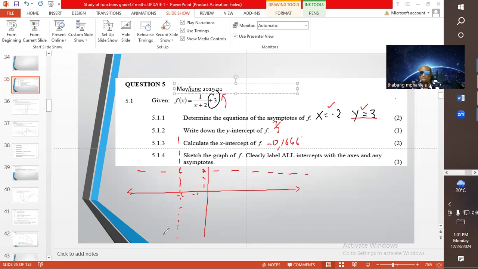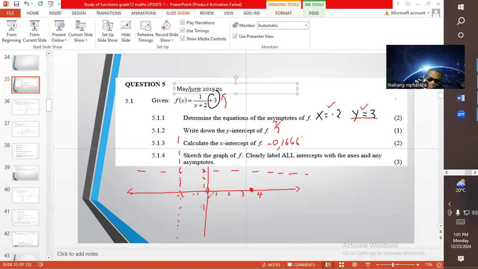Okay, now I have to show the intercept. The x-intercept is 7 over 2, which is 3,5. So I have 1, 2, 3, 4. 3,5 is between 3 and 4. This is my x-intercept. My y-intercept is negative 0,166. So let me say I have 0 here, negative 1 here.